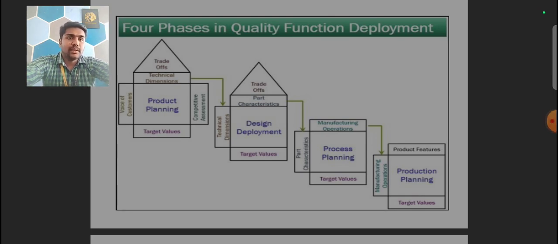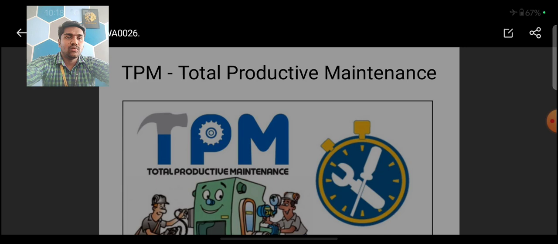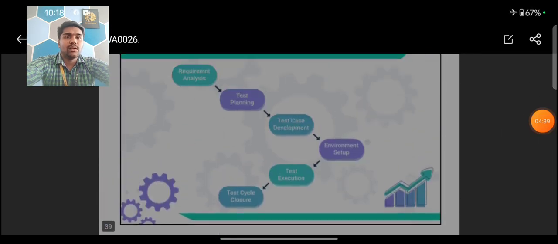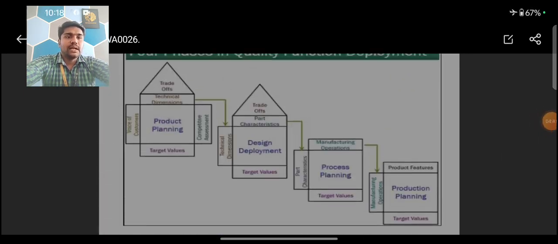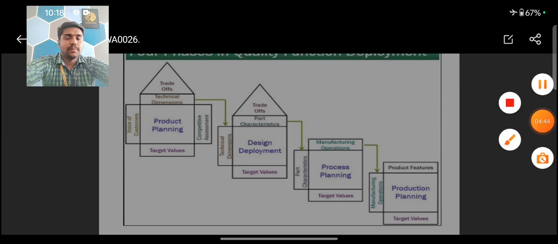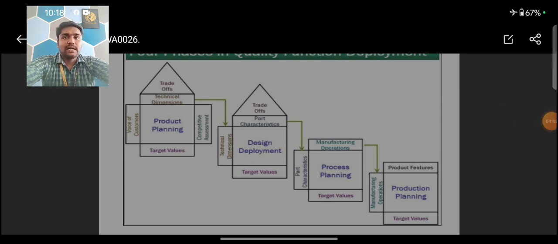Then the fourth one is production planning. In production planning, the target value is the basic factor for a day, for a month, or for any particular time-oriented process. So we need to attain the time requirement. We can check the time requirement of the product manufacturing. So it has to reach the customer as per the required time.